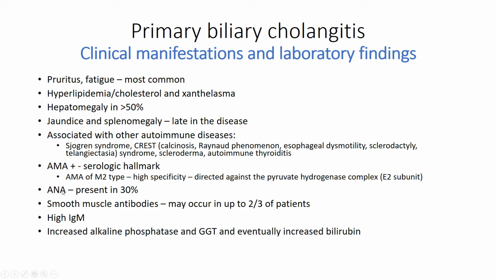And of note, the ANA may be present in 30% of patients with PBC. That's why that may pose some difficulty in differentiating between autoimmune hepatitis and PBC, because ANA is present. Smooth muscle antibodies may also occur in up to 2/3 of patients, but immunoglobulin M is elevated instead of immunoglobulin G, as opposed to autoimmune hepatitis. In patients with PBC, the alkaline phosphatase and GGT, both biliary enzymes, are elevated, and eventually the bilirubin may go up because of poor mobilization of bile from the liver.